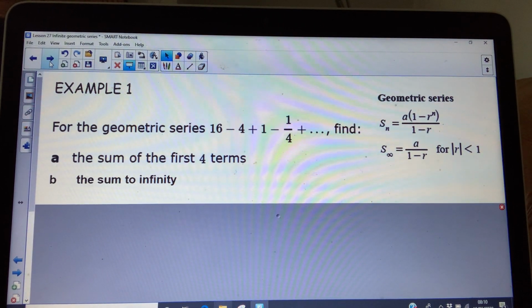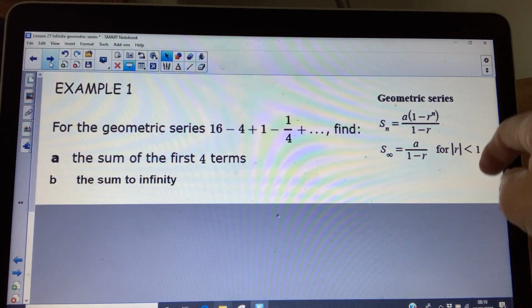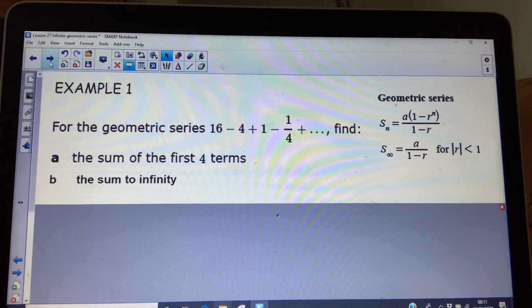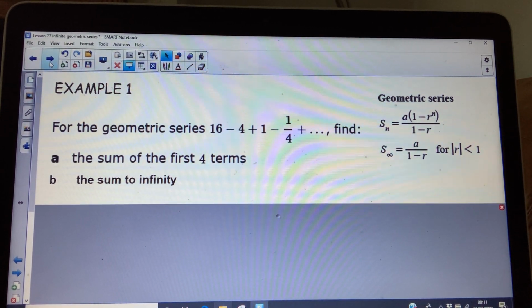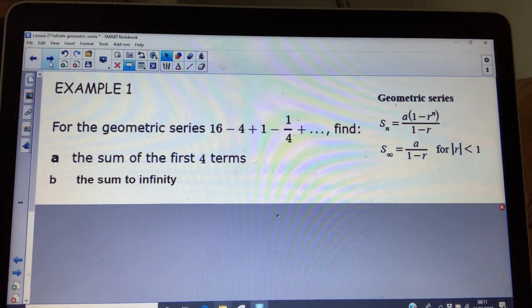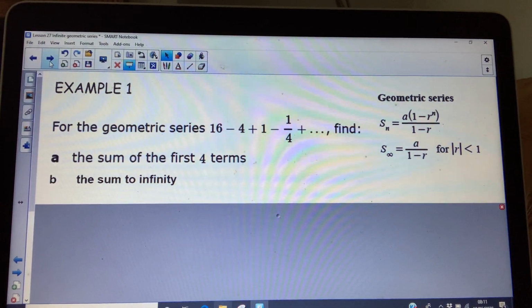Right, example 1, and this is the little clip from your exam formula sheet that there will be. So for the geometric sequence or geometric series, they've called it a series because they're adding the terms together. You've got 16, your first term's 16, your second term's -4, your third term's 1. Find the sum of the first 4 terms.